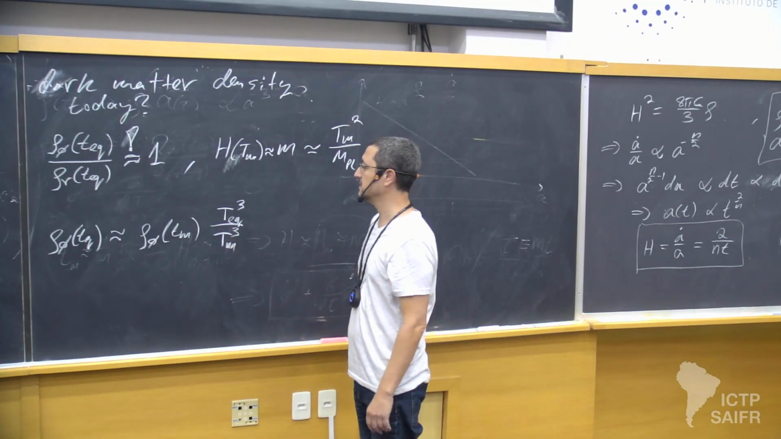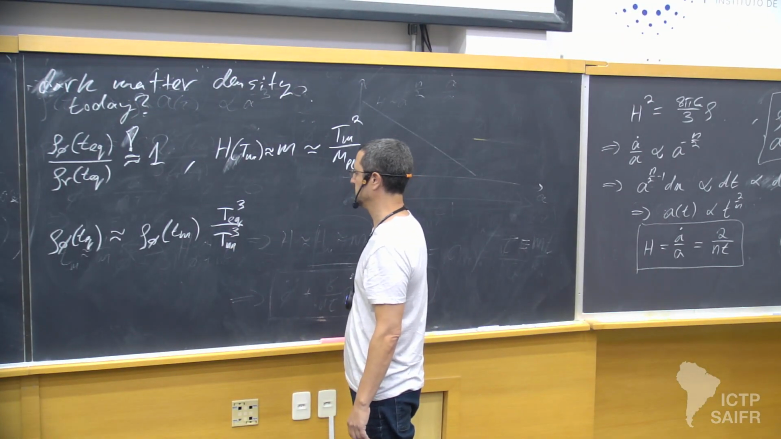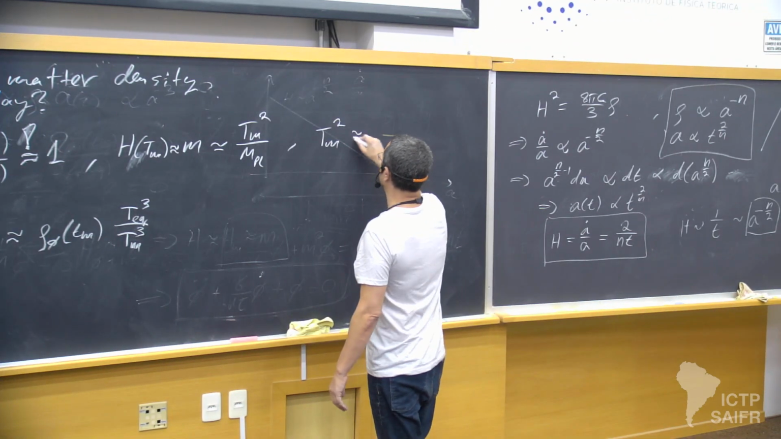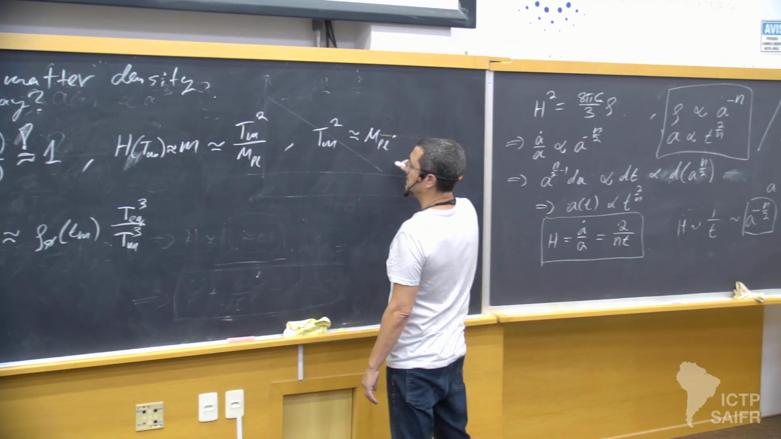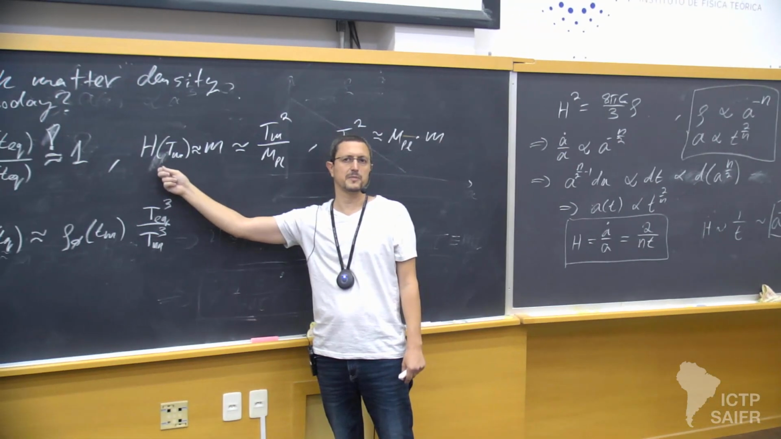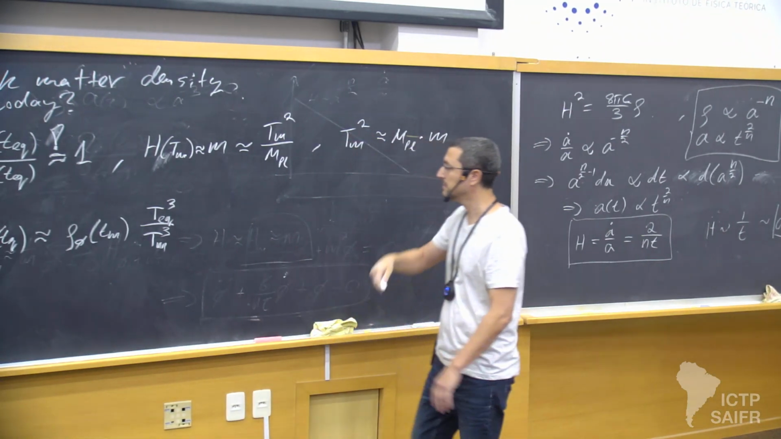So we can replace what this Tm is. This means that our Tm squared is roughly m Planck times m. I don't need any of the details of cosmology. I know life began to be interesting when H was of order m.